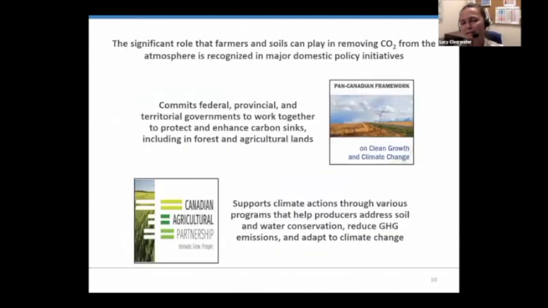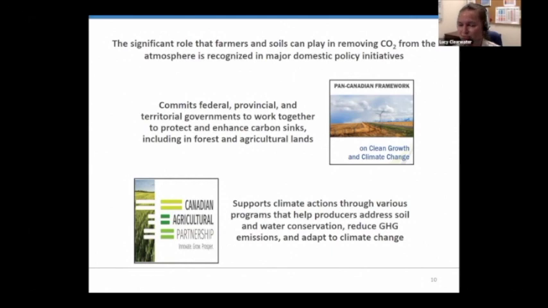So what policies and programs are underway that can guide the implementation of soil carbon sequestration activities on farmland? Well, soil carbon sequestration is clearly recognized as a means of reducing net emissions in domestic policy initiatives. The Pan-Canadian Framework on Clean Growth and Climate Change is an overarching framework impacting multiple sectors, including agriculture, and covering multiple mitigation actions. Among other things, the framework commits federal, provincial, and territorial governments to work together to protect and enhance carbon sinks, including in forest and agricultural land.